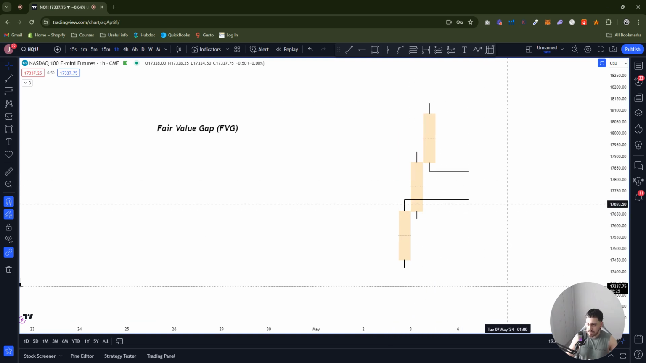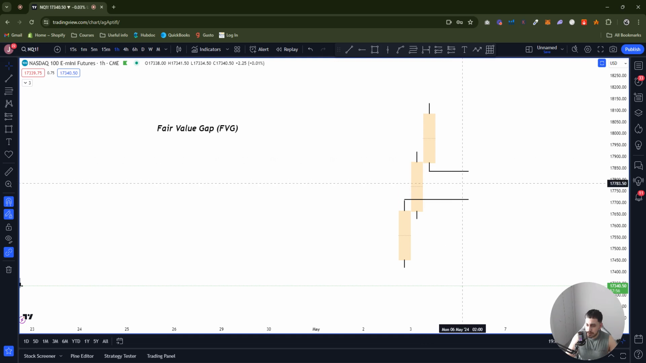Now, the point of these fair value gaps is that they can be utilized for entries to take you up to the drawn liquidity, because a fair value gap can be used as a form of drawn liquidity, meaning you can use fair value gaps as targets. Say you were in a position here and you were shorting, you could short down to a fair value gap. That is a point of interest. That is a drawn liquidity in a sense, right?